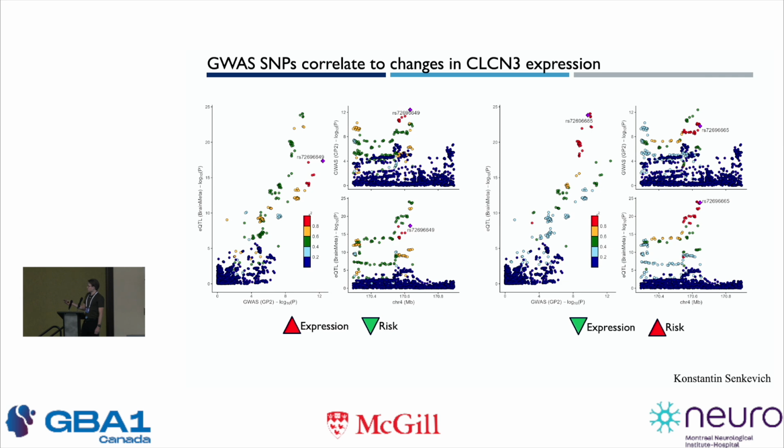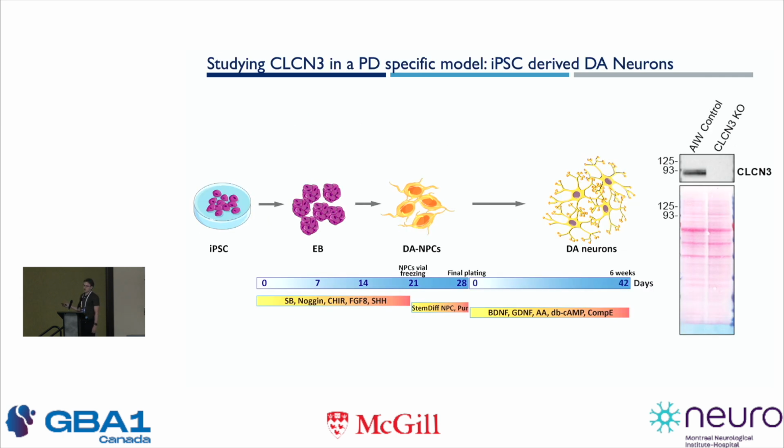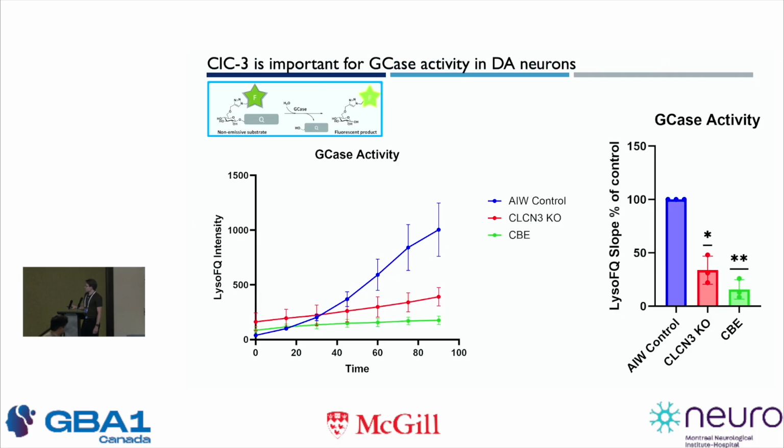So with that data, we were confident moving on to produce a knockout in iPSC-derived dopaminergic neurons, as you can see here. And the first thing we looked at was GCase activity. And sure enough, using the LysoFQ fluorescent probe, we see a 70% reduction in GCase activity when you knock out CLCN3. But why does this happen, and what is CLCN3?